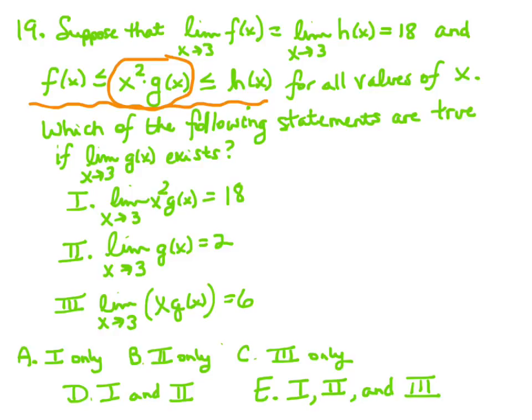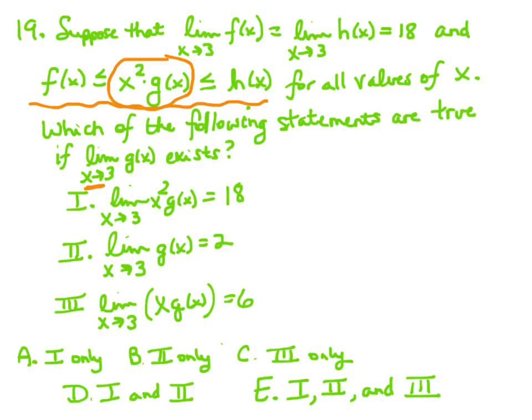So if that's true, then which of these following statements are true? If the limit of g of x exists. I'm sorry, the limit of g of x as x approaches 3. That's important. So that limit exists. So first of all, part 1 says the limit as x approaches 3 of x squared times g of x has to equal 18. Well, let's consider our two statements up here.